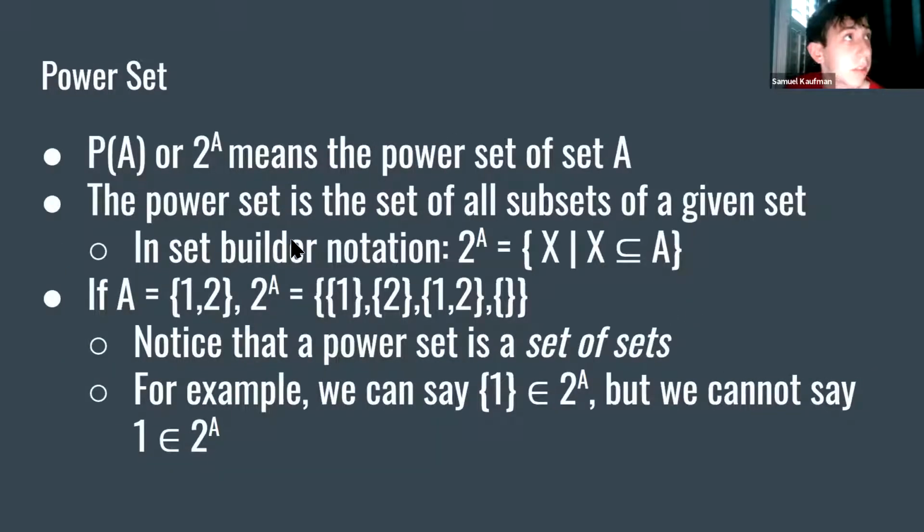So first we've got power sets. A power set is written using P of A, or like an exponent with A in the exponent. And this is just the power set of A. The power set of a set is the set of all subsets of that set. So if A is the set {1, 2}, the power set of A includes the set that has 1, the set that has 2, the set that has 1 and 2, and the empty set or the null set, because these are all the possible subsets of A. Does that make sense?